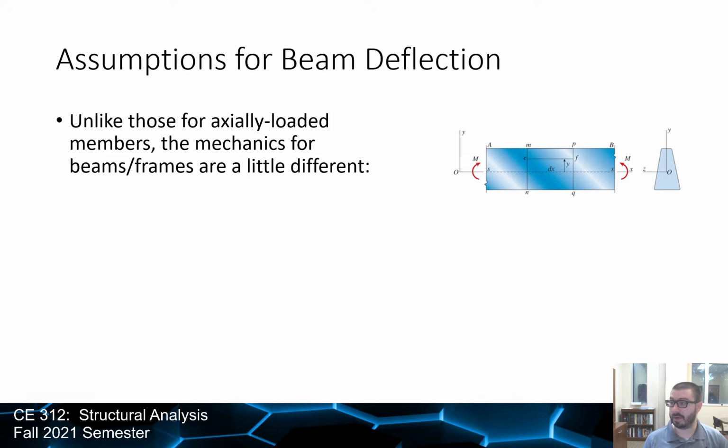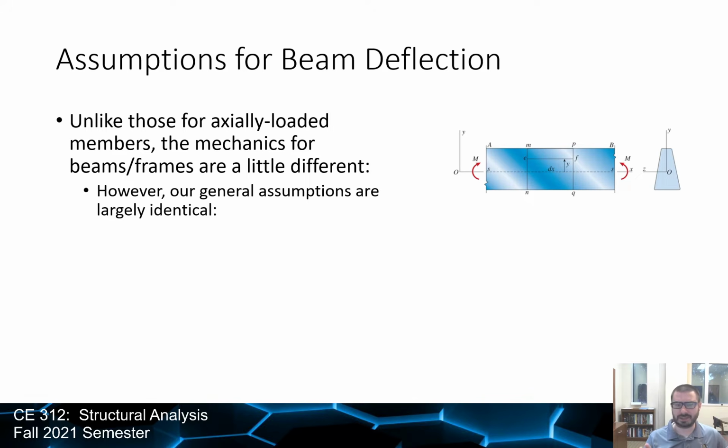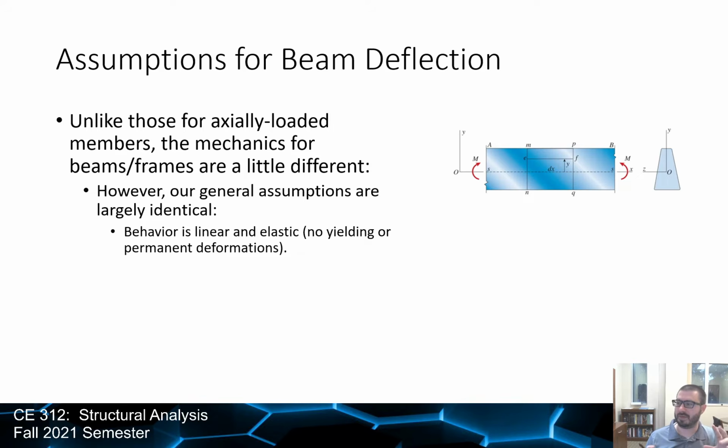So unlike the mechanics for axially loaded members, which were pretty straightforward, the mechanics for beams and frames are a little different when we're talking about flexure. But I should mention our assumptions are largely identical. So the first is that the behavior is linear and elastic. So we're going to assume that the beam sort of behaves like the rubber band, like the truss member did. So the idea is if you take the member and apply load, it deforms. But if you take that load off, it reverts back to its original shape, and that ratio is linear.